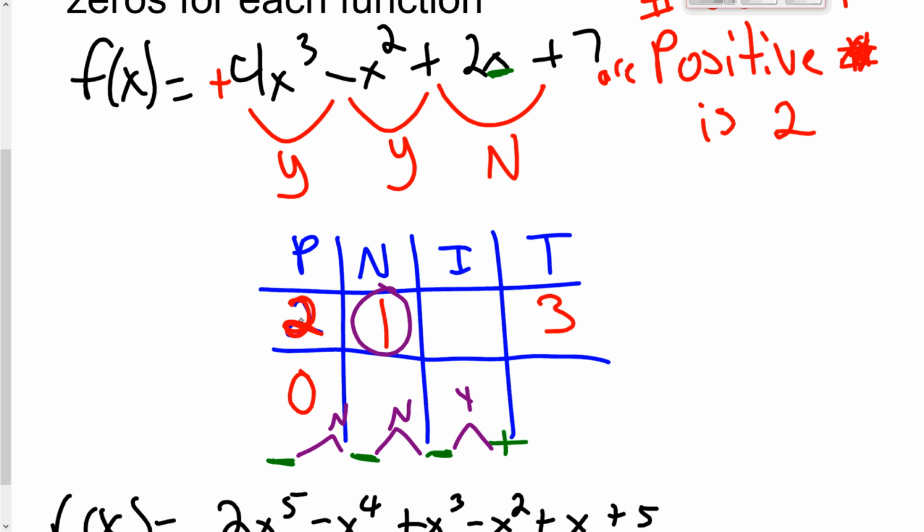And now, since I dropped down by 2 on my positives, I can't drop down by 2 on my negatives because I only have 1. But those would also drop down by 2. But since they can't drop down by 2, I have to do my second row here. So I could still have the possibility of having 1 negative, but with 0 positives, and that means I would have to have 2 imaginary to get to my total of 3. So that's how you do it.